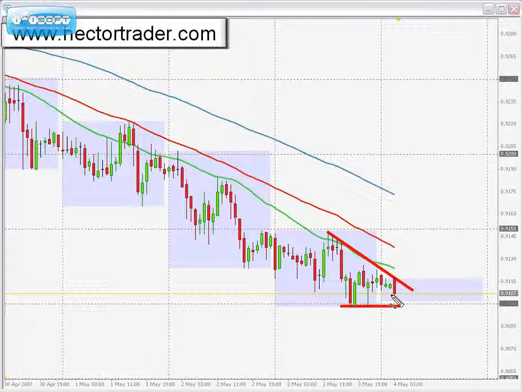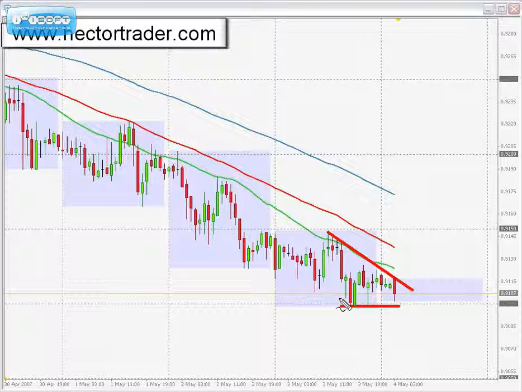I'm looking into a possible trade today, early morning on the 4th of May, in the Australian dollar against the Canadian dollar. It's a formation that I trade very often, because it's a trade that has been working out very nicely for me in the past.